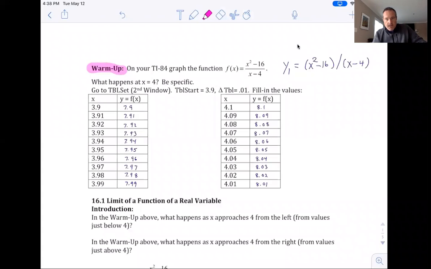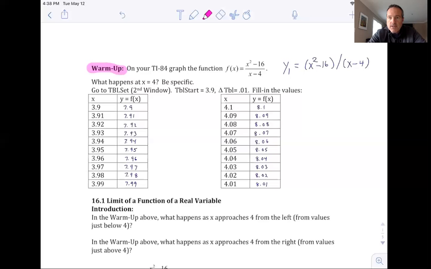Hey gang, this is the first in a series of videos where we're going to look at the limit of a function of a real variable. And again, I'm going to work through a worksheet that we would have had live in class, which you can download from Schoology. And like most classes, I'm going to start with a little warm up where it says graph that function. Of course, that's a rational function, x squared minus 16 over x minus 4.